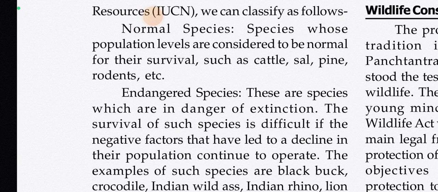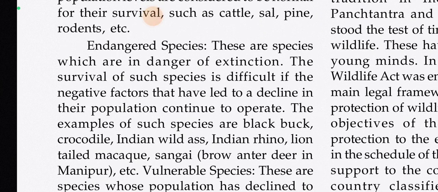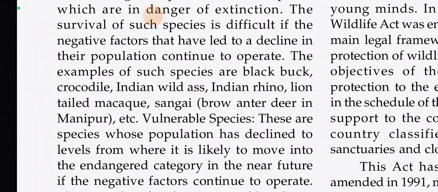We can classify as follows. Normal species. Species whose population levels are considered to be normal for their survival such as cattle, sal, pine, rodents, etc. Endangered species. These are species which are in danger of extinction. The survival of such species is difficult if the negative factors that have led to a decline in their population continue to operate. The examples of such species are black buck, crocodile, Indian wild ass, Indian rhino, lion-tailed macaw, Sangai, brow-antlered deer in Manipur, etc.